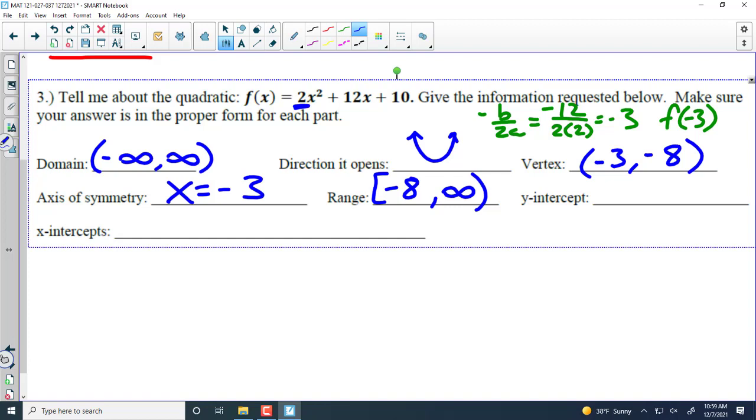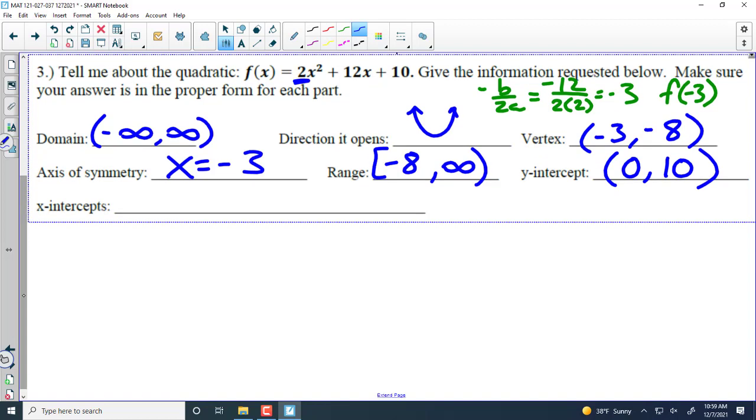The y-intercept is right in your face. It's right in front of you. You just need to know where to find it. Because what you do to get a y-intercept is you plug in a 0 for everything. And what's the only thing that survives when you plug in a 0 for everything? The 10. But you do need to make sure you write it as an ordered pair. X-intercepts. Well, the x-intercepts are found by setting the equation equal to 0.